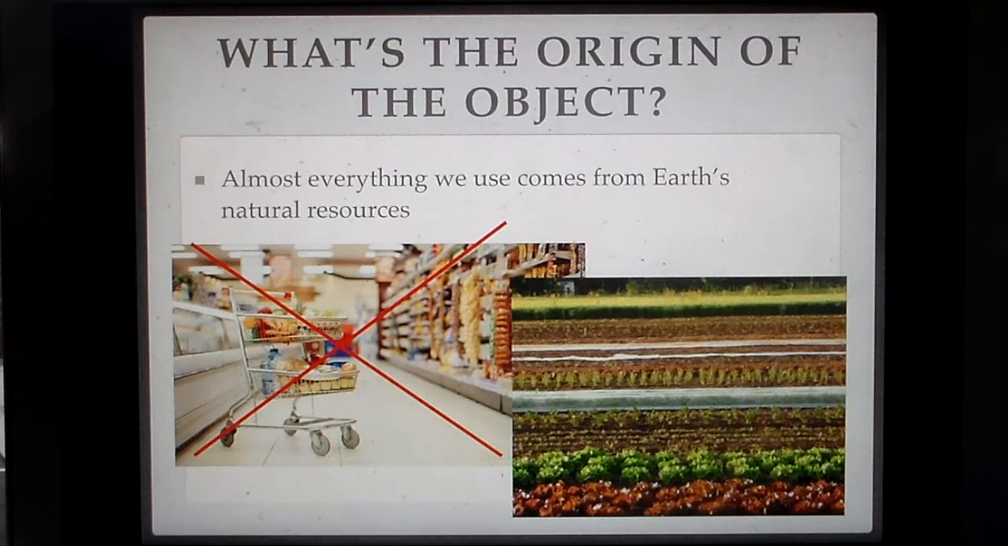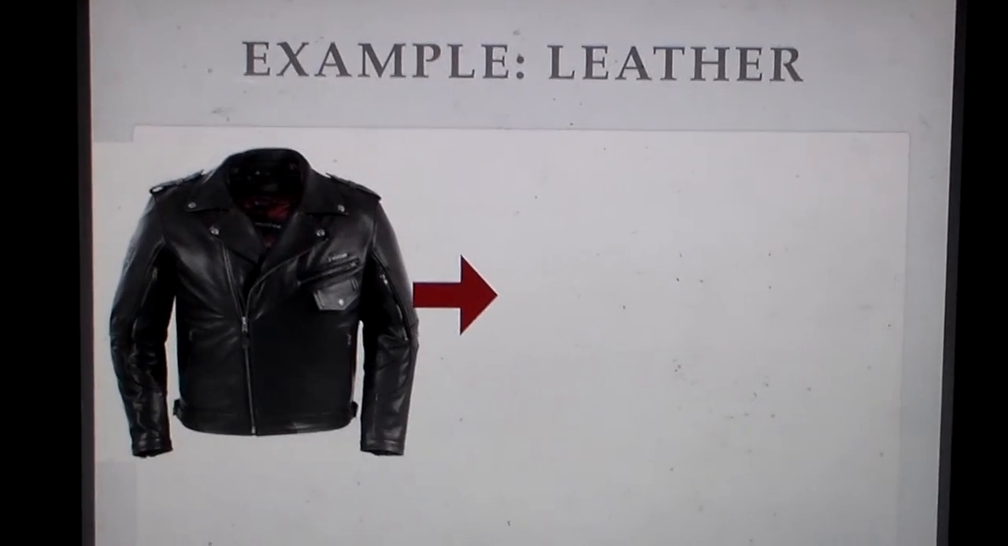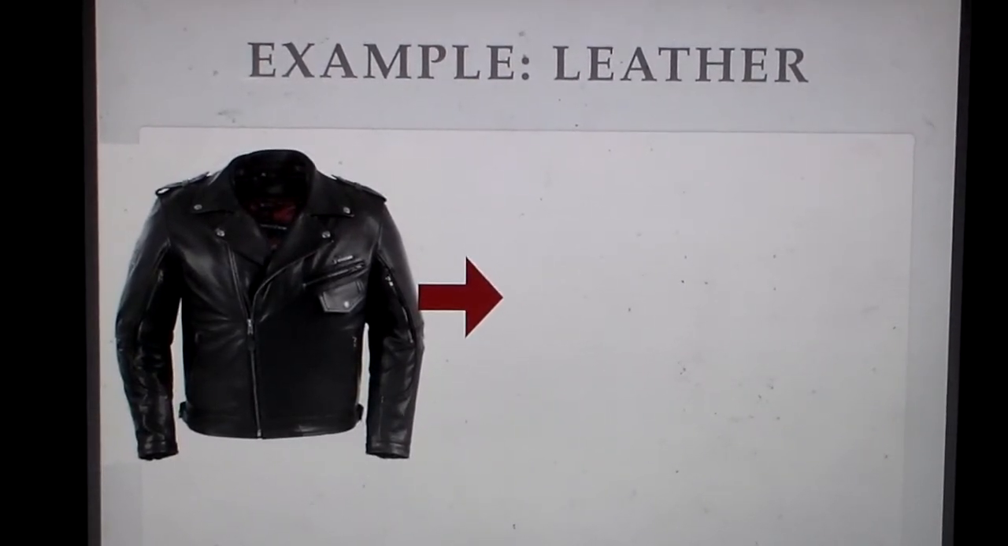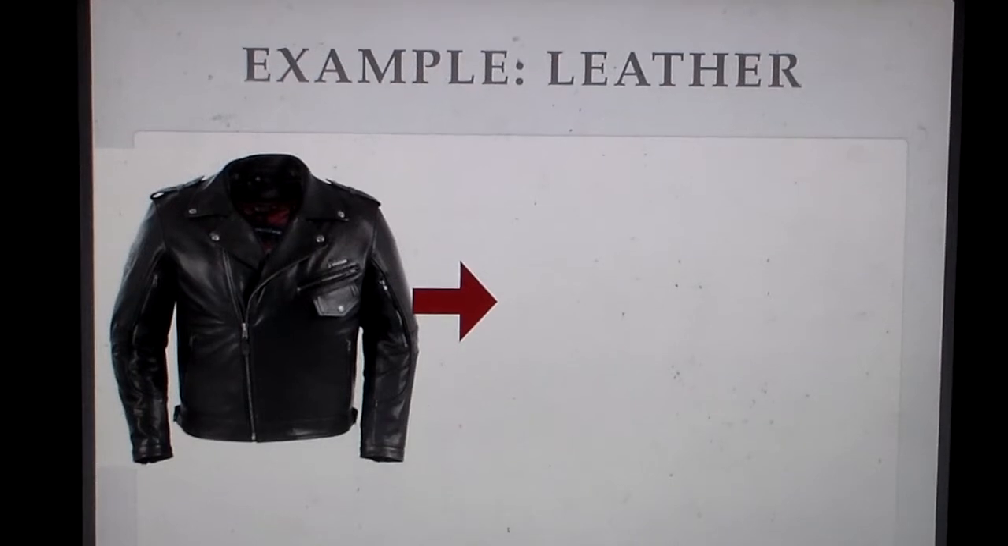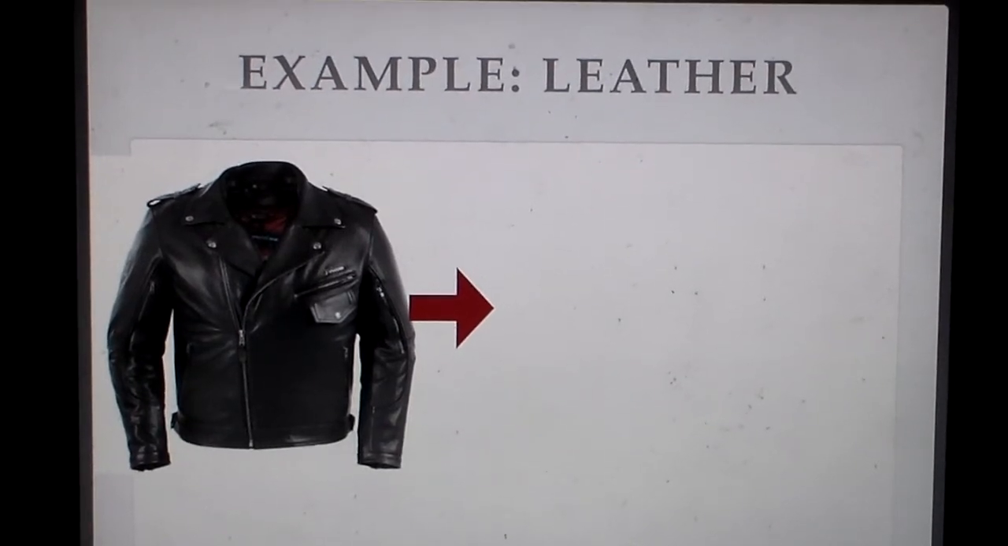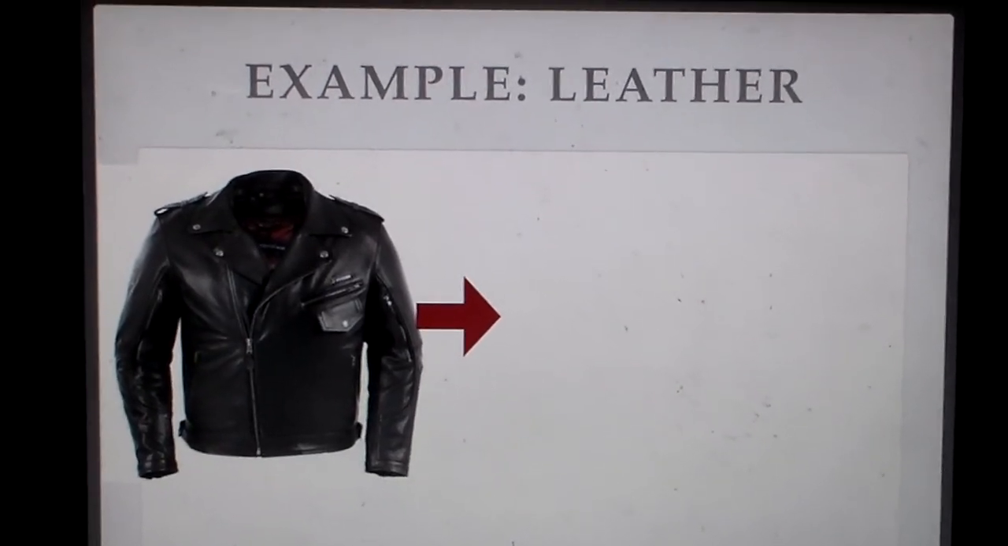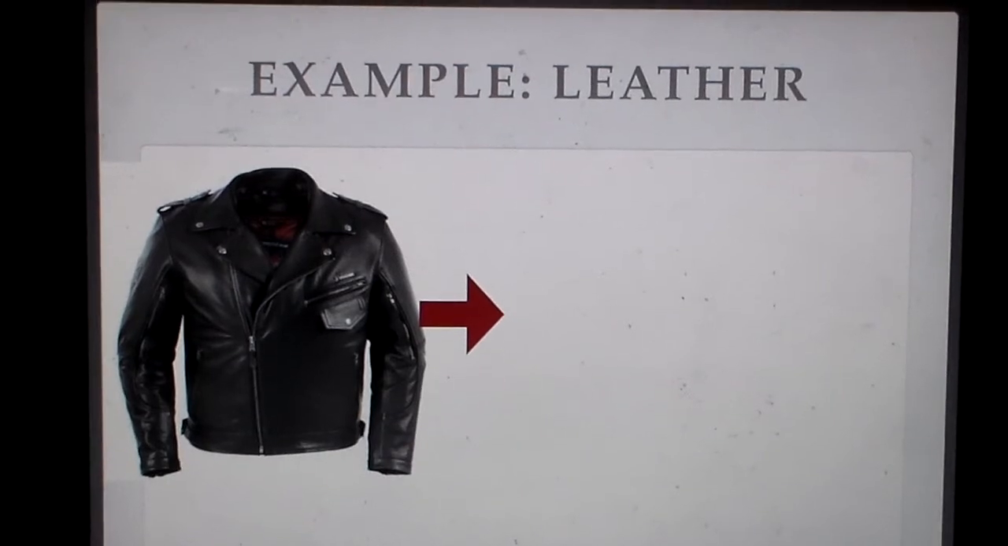So for the next set of things we're going to do, we're going to look at where did it come from, and is that resource renewable or non-renewable. Let's start by looking at an example. So this is a leather jacket, and I want to know what is the natural resource that the leather jacket is from, because leather comes from someplace.